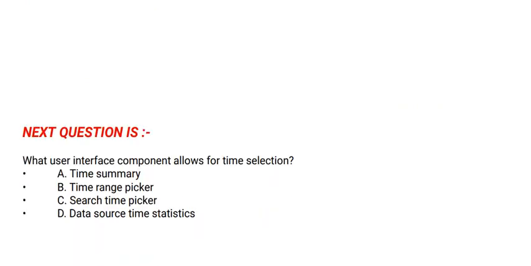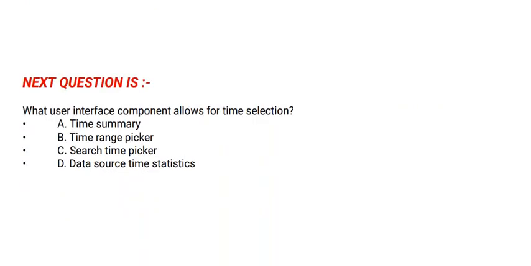Next question is, what user interface components allows for time selections? Options are option A, time summary, option B, time range picker, option C, search time picker, and option D, data source time statistics. The correct option is option B.